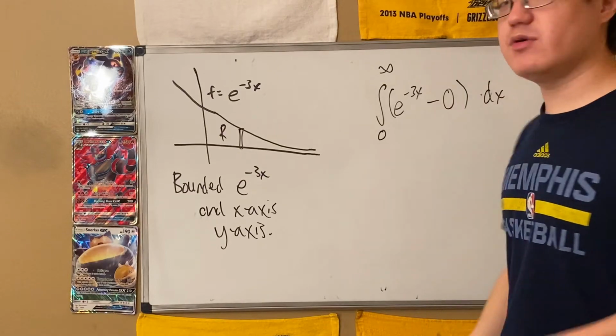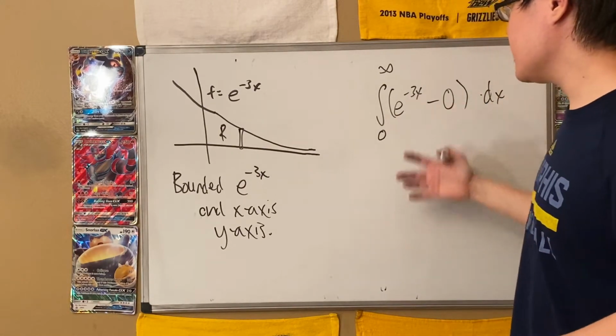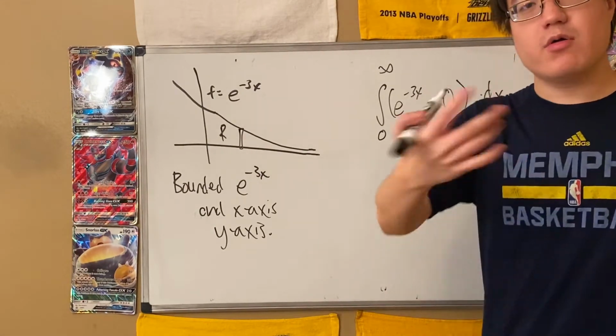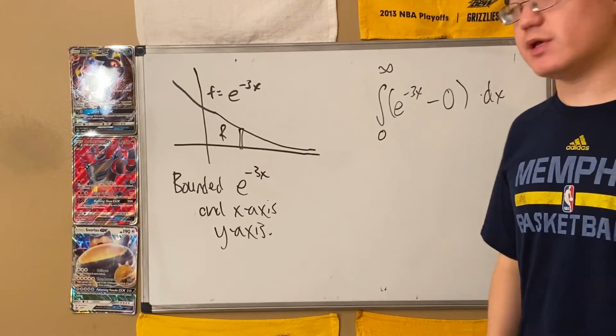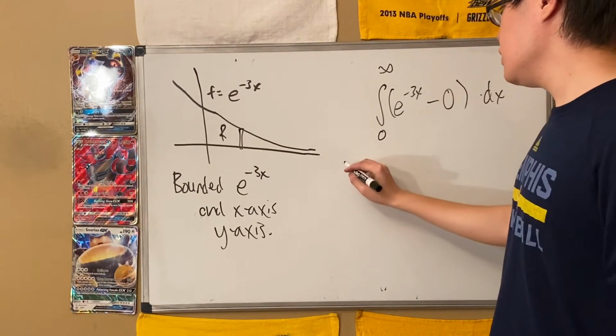So now all you have to do is take this integral, keeping in mind that this is going to be an improper integral. Watch our improper integral video if you need help with this. This is a BC integral. So let's just finish this off.